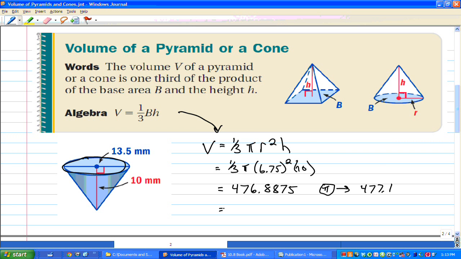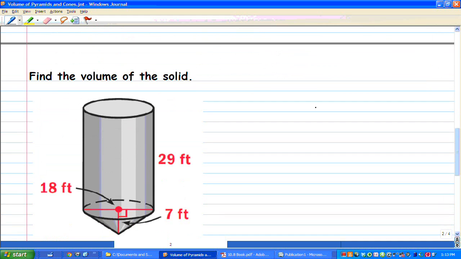But you see, if we take this to the nearest millimeter, we'd be 477 anyway. And this would be millimeters cubed. It's cubed because here we have r squared, so we have a unit, millimeters times millimeters, and then we have times another millimeter. So there's 1, 2, 3 of them. It's millimeters cubed.